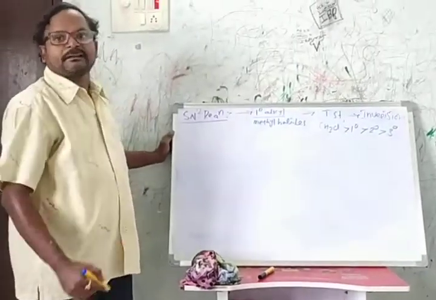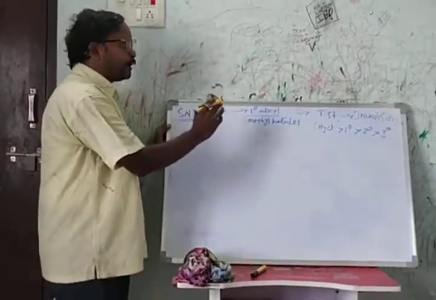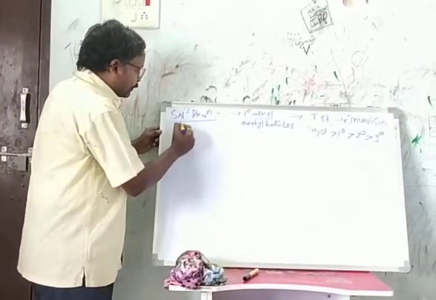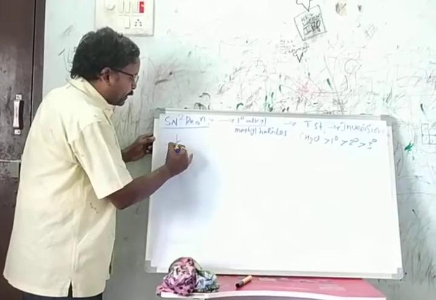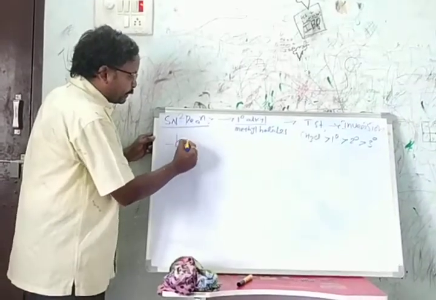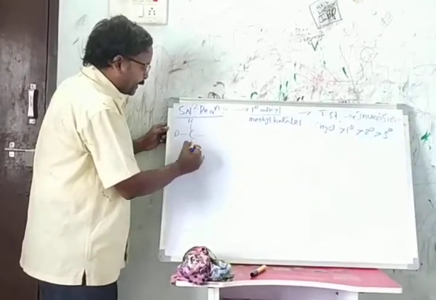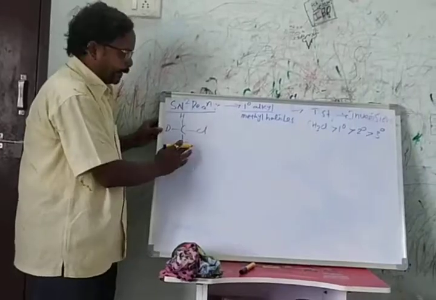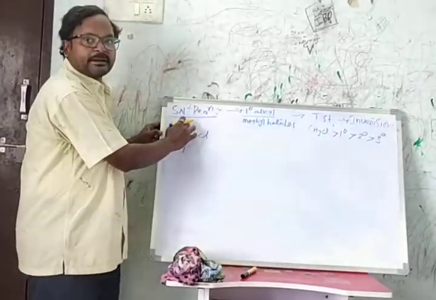Alkaline hydrolysis of chiral methyl chloride. You take the chiral methyl chloride. Chiral methyl chloride means here you take the H, here the D, here the T, and here the Cl. T means tritium, D means deuterium, H means hydrogen.